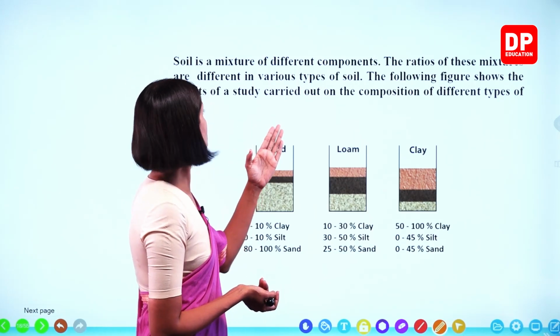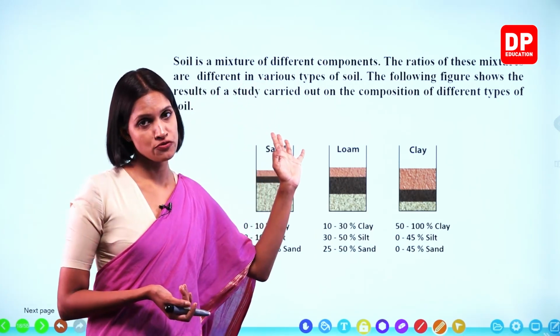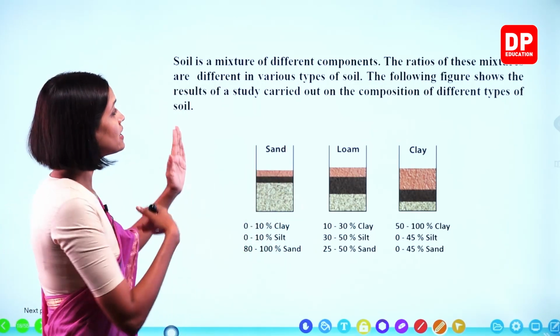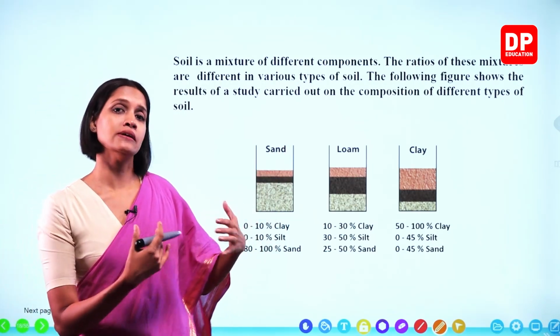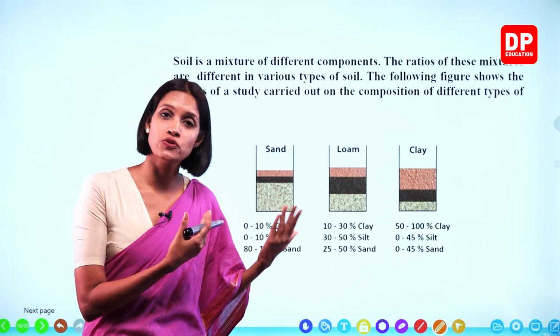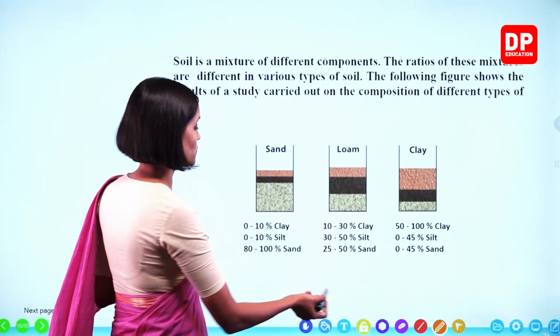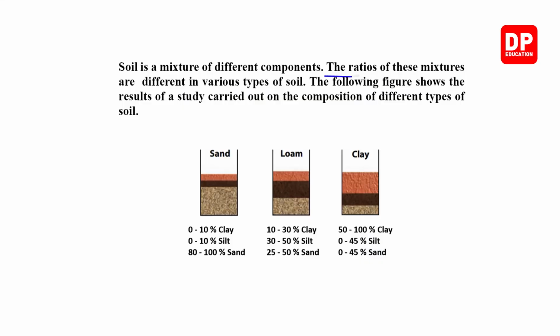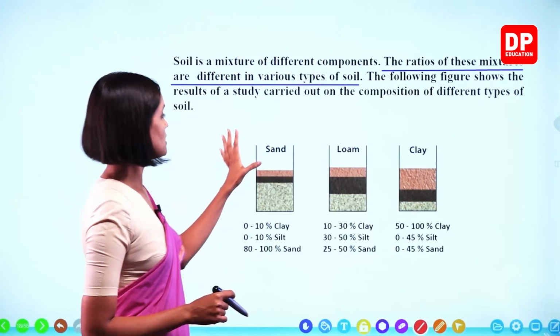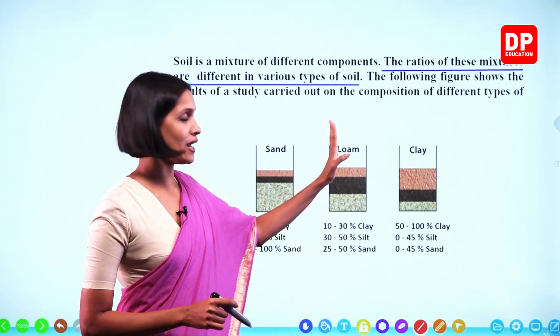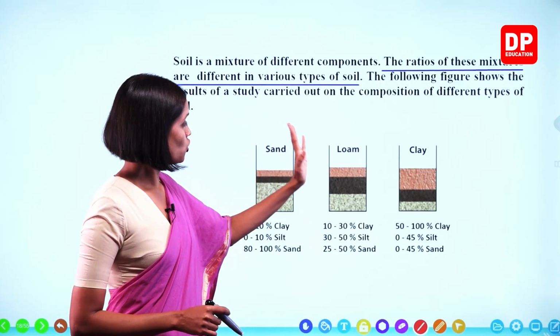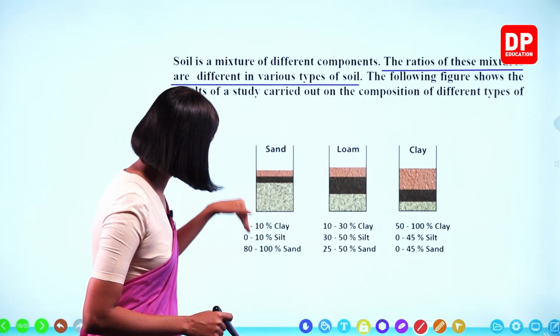The ratios of these mixtures are different in various types of soil. Based on the place you obtain the soil, the ratio is different. Some soil samples contain more sand or more gravels likewise. Okay, this is important. The ratios of these mixtures are different in various types of soil. Right? The following figure shows the results of a study carried out on the composition of different types of soil. Three samples are given: sand, loam and clay. Sandy soil, loamy soil and clay soil. Look at the ratios given.